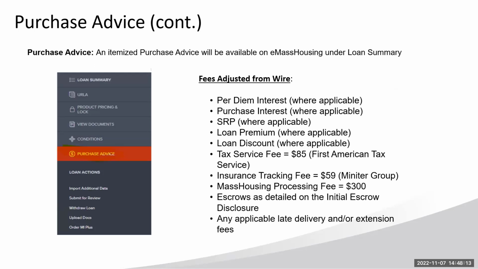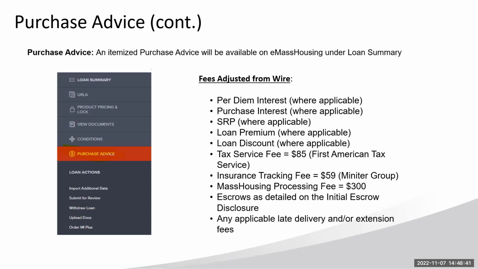It includes the per diem interest, purchase interest, servicing release premium, loan discount, tax service fee, insurance tracking fee, MassHousing processing fee, escrows, and any applicable late delivery and/or extension fees. Please note, the only fee allowed to be charged on the DPA to a borrower is the recording fee. No other fees are allowed.